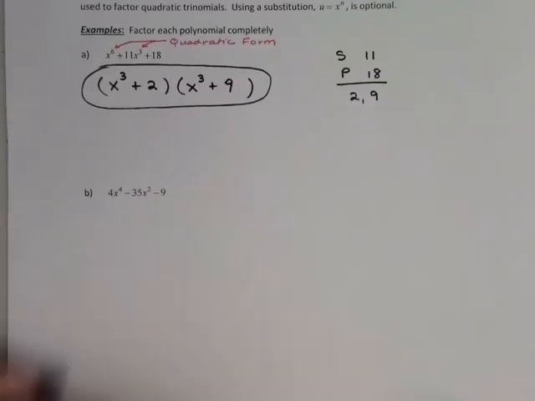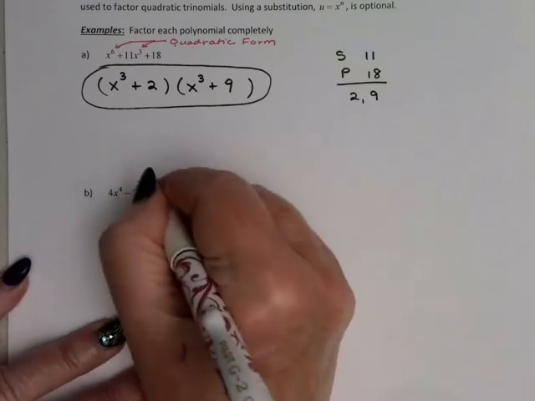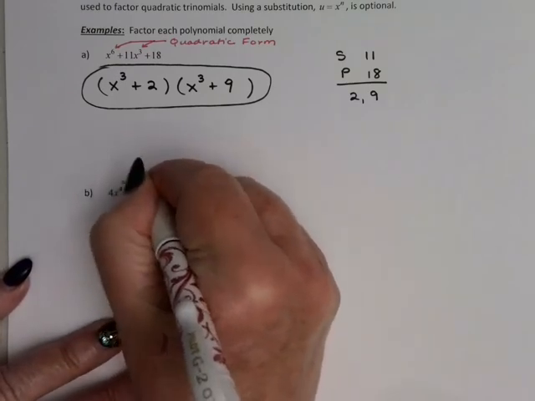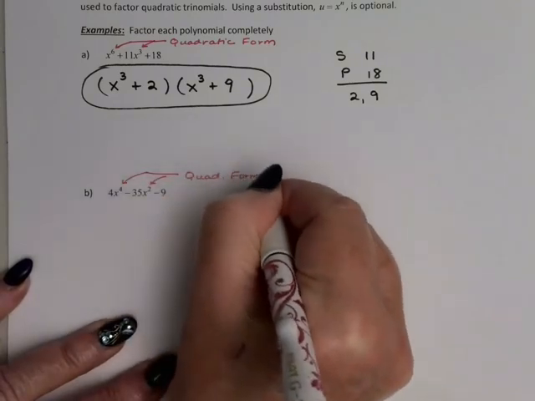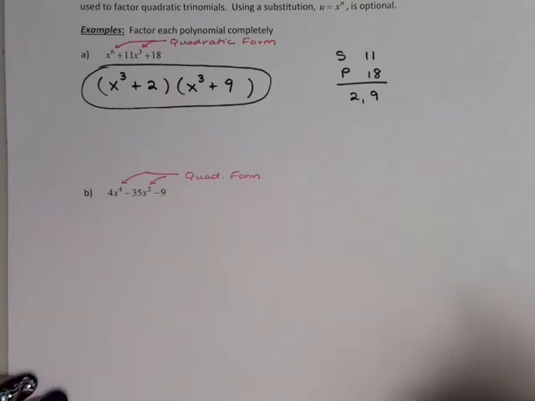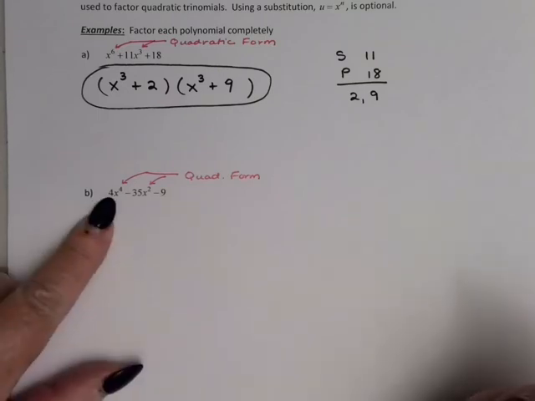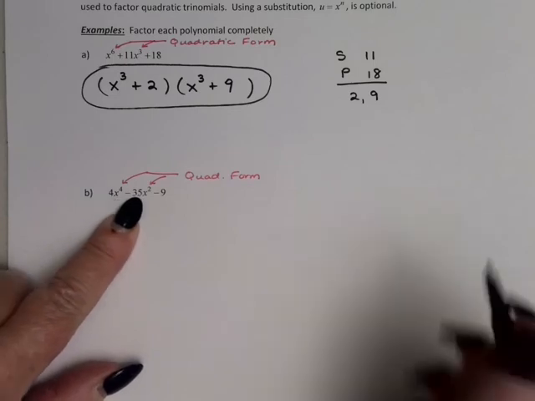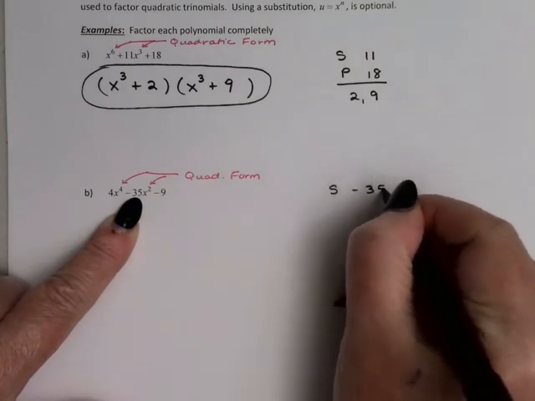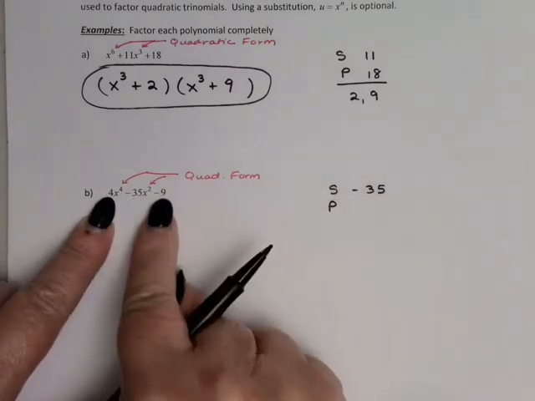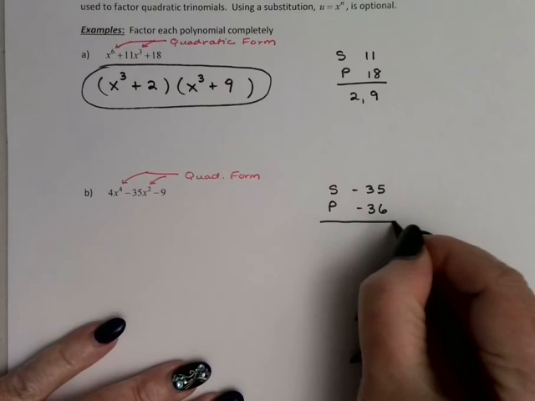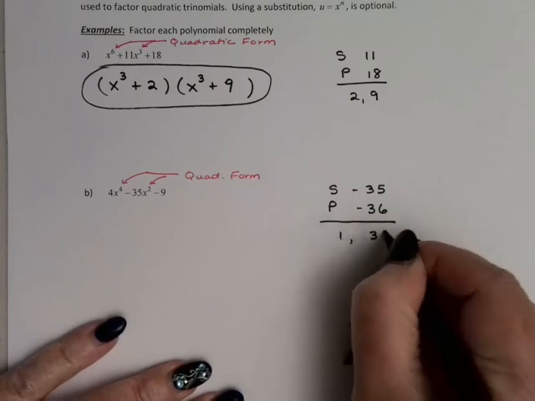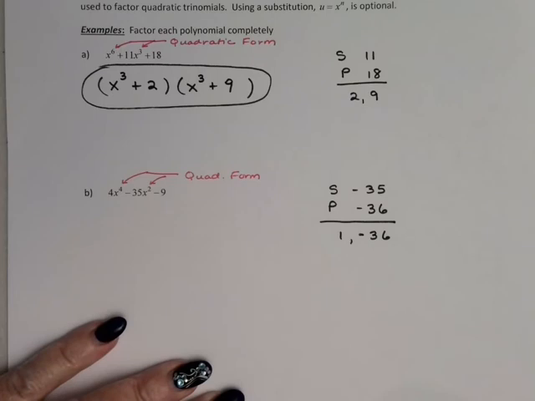All right, let's try another one of those. First, let's check for quadratic form. 2 doubled is 4. So quadratic form is confirmed. And this time I'm not quite as lucky. I don't have a 1 as a leading coefficient, so I'm going to have to use the slightly lengthier process. I'm looking for a sum of negative 35 and a product of negative 36, multiplying the first times the last. It's 1 and 36 with the negative on the 36.